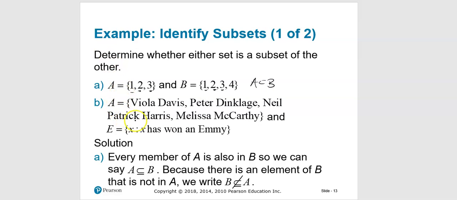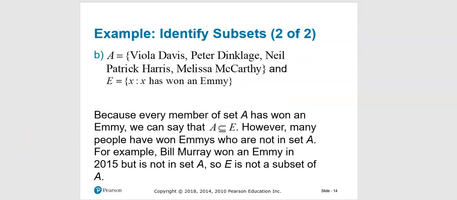Now, y'all are going to have to help me out on this one because I don't know that much about Academy Awards. I recognize these people. I don't know who Viola Davis is, though, to be honest. Have they all won Emmys? It's a wonderment. If they have, then it will be a subset. But we're about to find out right now that actually, yes, all of these individuals, they have won an Emmy, so it is a proper subset. We would say that A is a subset of the set E.